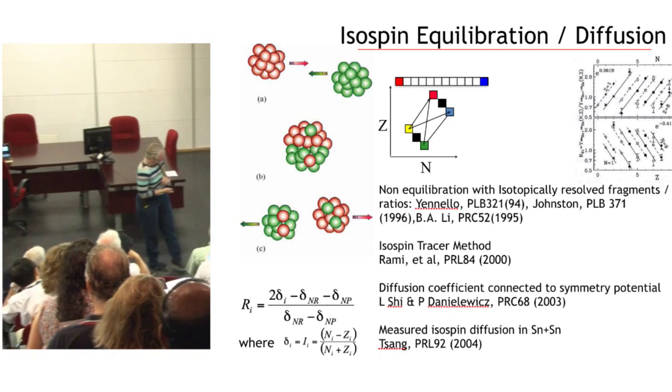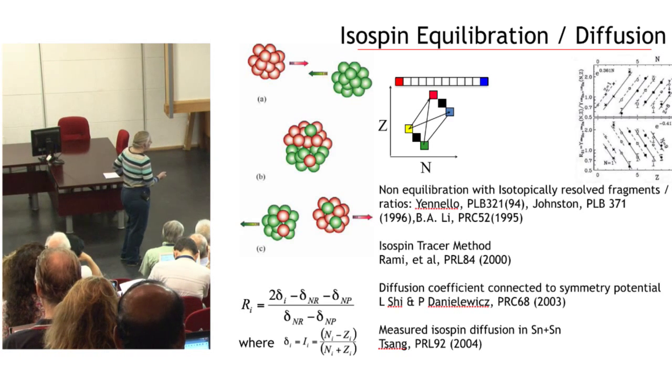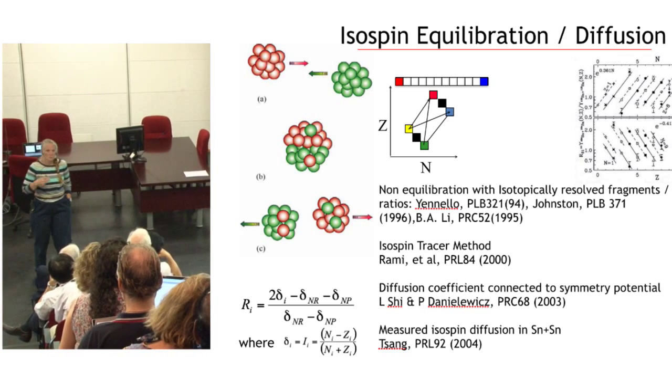You can do this a couple of different ways. You can look at different isotopes. The very nice work done by Betty up at MSU was tin on tin.